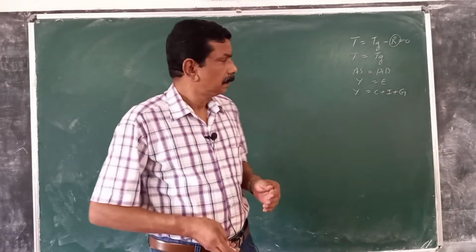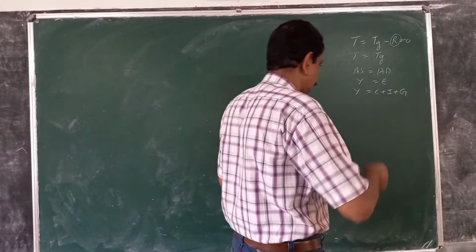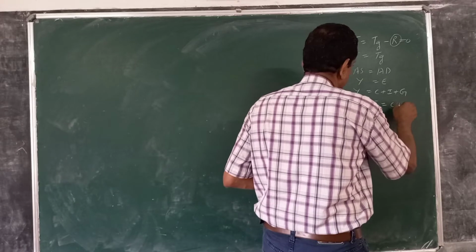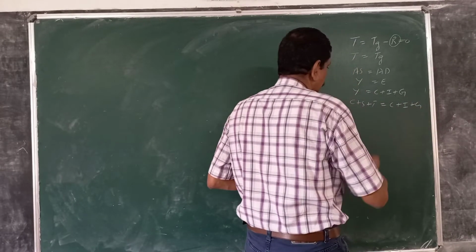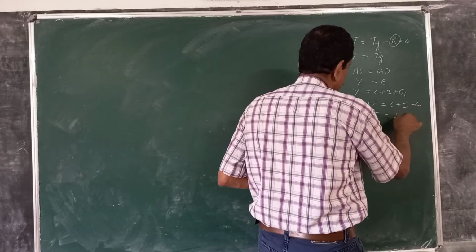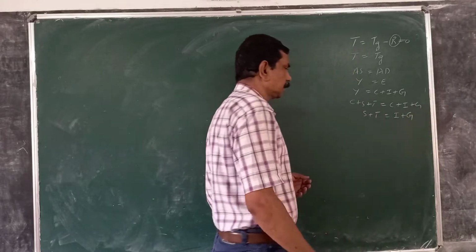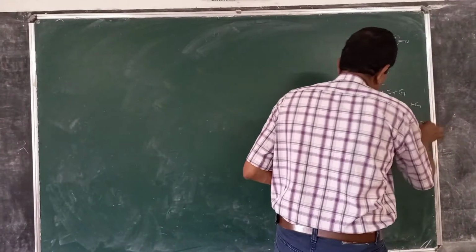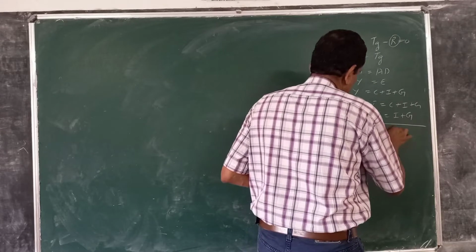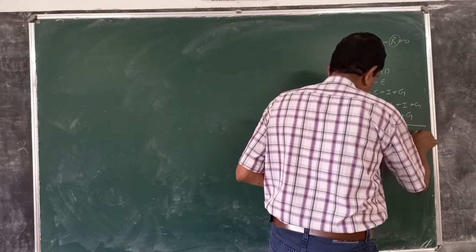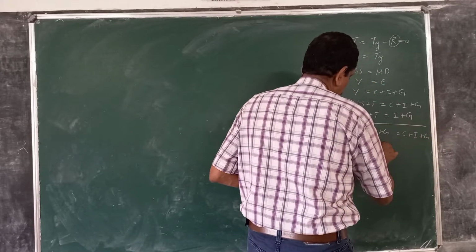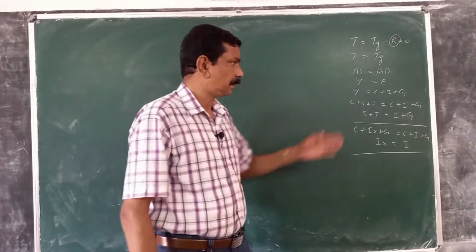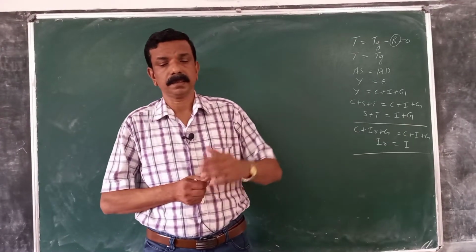And using the other definitions, C plus S plus T is equal to C plus I plus G, or S plus T is equal to I plus G. Or using the third, we can write C plus IR plus G is equal to C plus I plus G, and IR is equal to I. Three ways of writing equilibrium in a three-sector economy.